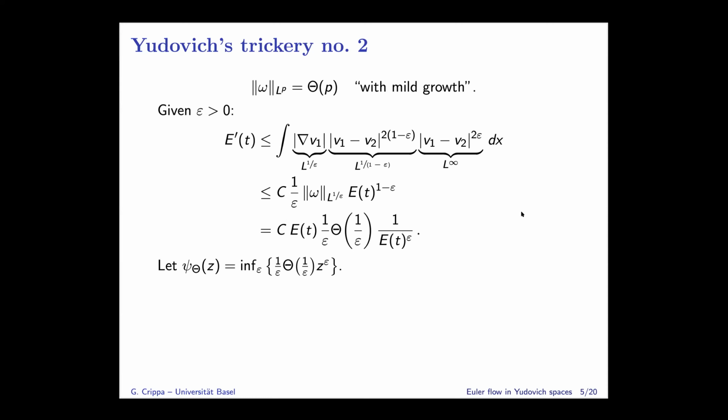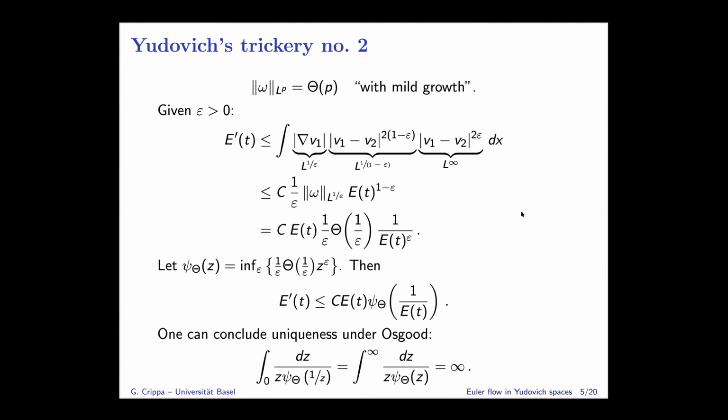So now we have again an estimate which depends on a parameter on the right-hand side, and then I take the best estimate. So I infimize in epsilon. I define this function psi, which depends on theta. And then I get the following differential inequality: E prime controlled by C times E, which would be great for Gronwall, times psi of 1 over E. Then we don't apply Gronwall, or Yudovich didn't apply Gronwall, he applied Osgood. So Osgood is a condition giving uniqueness for an ordinary differential equation starting from a critical point, from 0. So under this condition on the function psi, one has uniqueness.